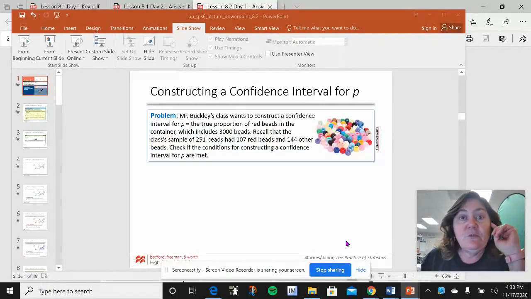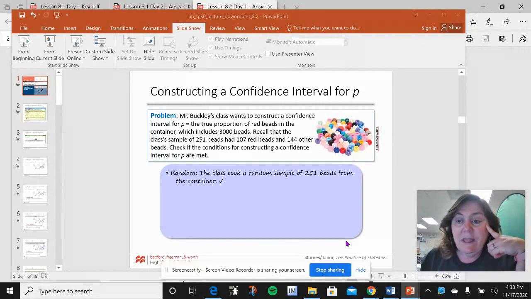Okay, so let's do a problem with it. Here's Mr. Buckley's class. He wants to construct a confidence interval for the true proportion of red beads in a container that has 3,000 beads. So the class sample, this was done in your book, there's a class sample of 251 beads that had 107 red and 144 other beads. So we need to check the conditions to see if we can do a confidence interval for p.